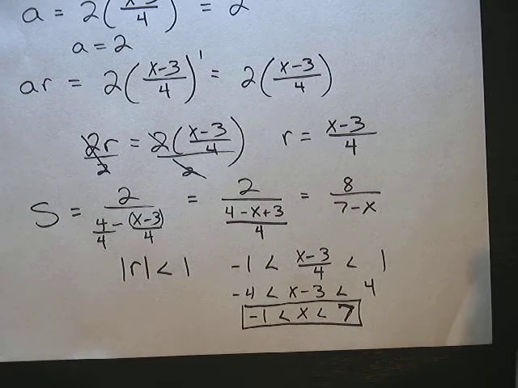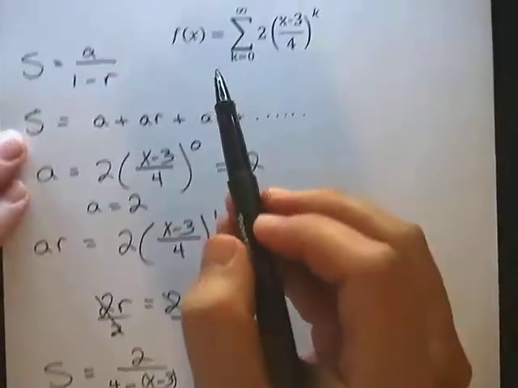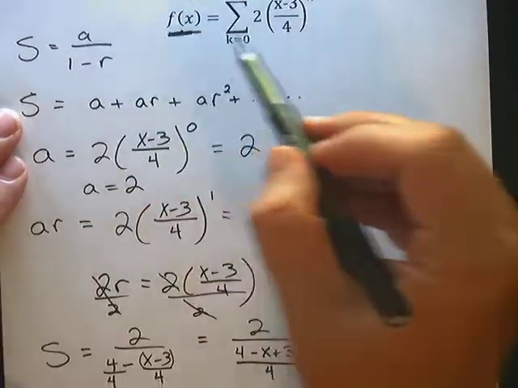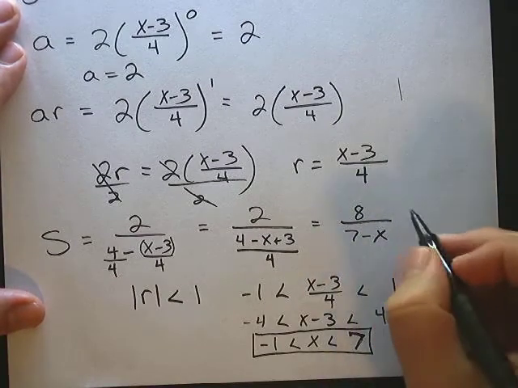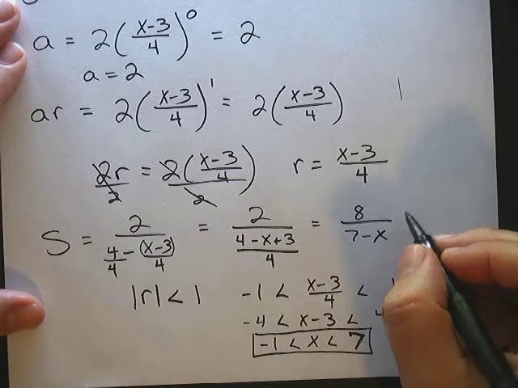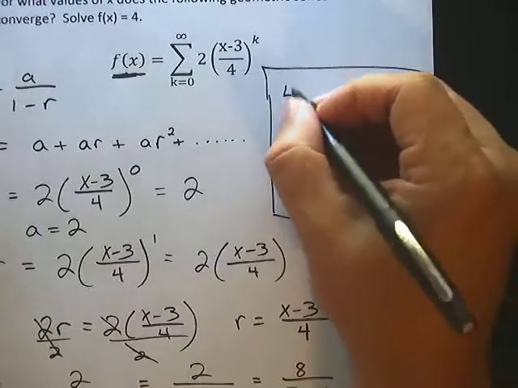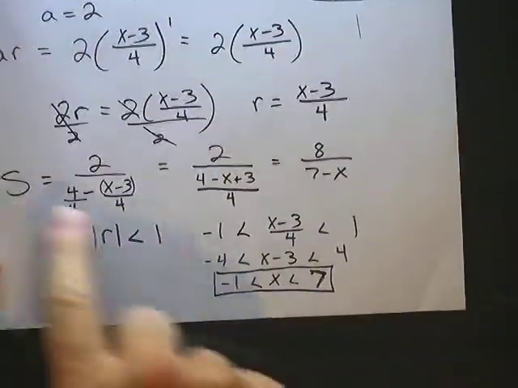Now to figure out the next question, which was solve f of x is equal to 4, what we need to do is set what we figured out it sums to equal to 4. Remember, this whole series is f of x. But we said it converges to this right here. So this should be equal to f of x, which in our case is equal to 4. So we say 4 is equal to 8 over 7 minus x, which is what we got.